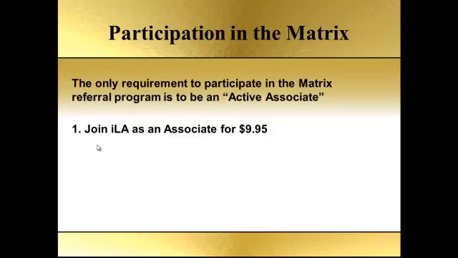But at the same time, we truly want to make this accessible to anybody. If for some reason a person can't afford that $9.95, they can also become an active associate by simply obtaining 2 retail customers for $6.95. If someone gets 2 customers, guess what? They're an active associate. We'll let you know that there are 3 different enrollment options with iLA.